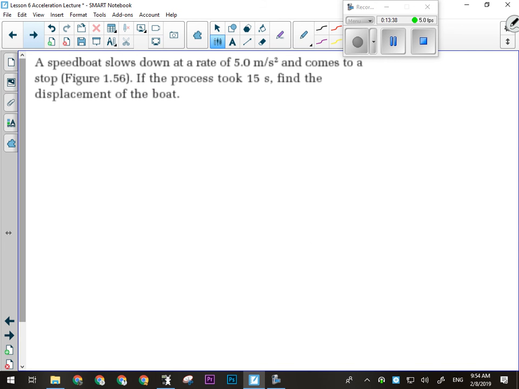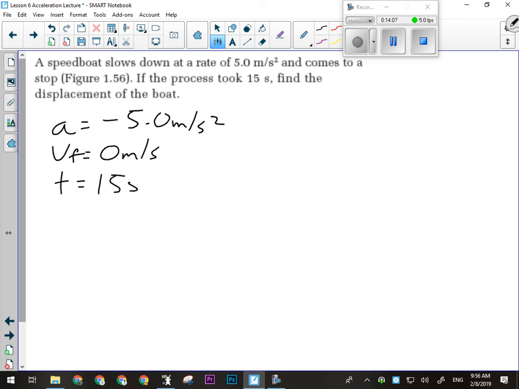Okay, so we're going to go over this one here. I'll just give you a minute to write it down, and then we'll look at it. So next formula that we haven't gone over yet. We have a speedboat that slows down at a rate of 5 meters per second squared. So they gave me the acceleration, and the acceleration is negative. And comes to a stop. So VF is 0 meters per second. If the process took 15 seconds, find the displacement of the boat.